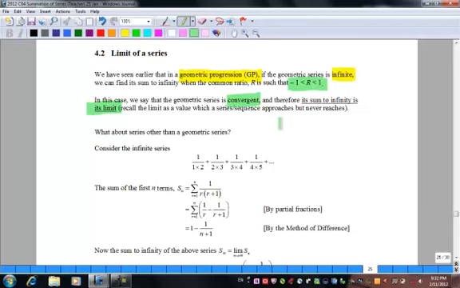So what about other series besides geometric series? How do we know whether a sum exists? So let's consider this series. For example, 1 over 1 times 2 plus 1 over 2 times 3 plus 1 over 3 times 4 plus 1 over 4 times 5. Now before you can start working with this, what you need to do is to identify the nth term.